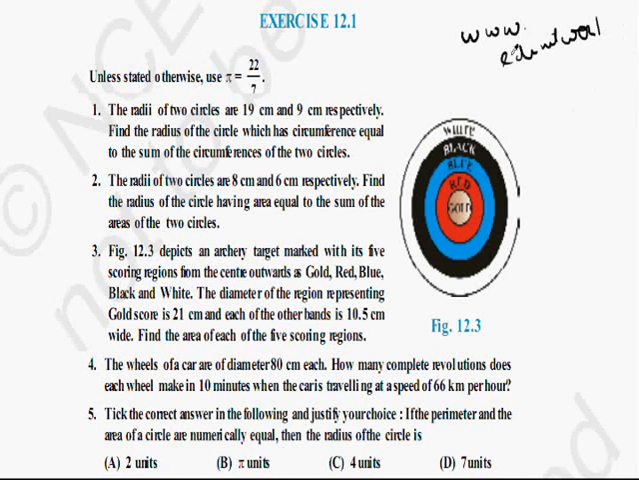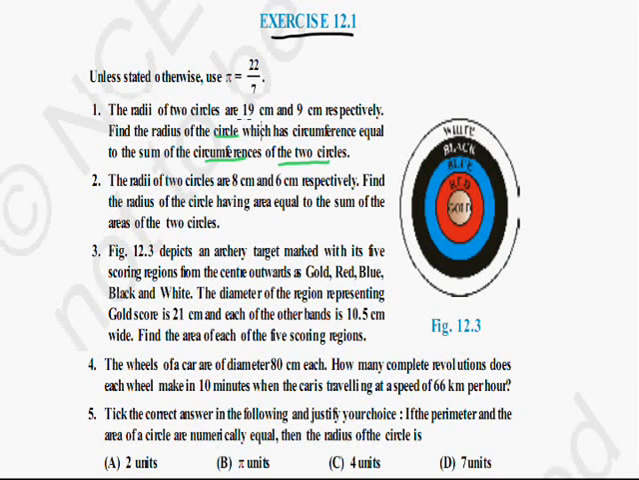Now in this video, we'll discuss exercise 12.1 of the NCERT. The first problem of this chapter is: the radii of two circles are 19 cm and 9 cm respectively. Find the radius of a circle which has circumference equal to the sum of the circumferences of the two circles.